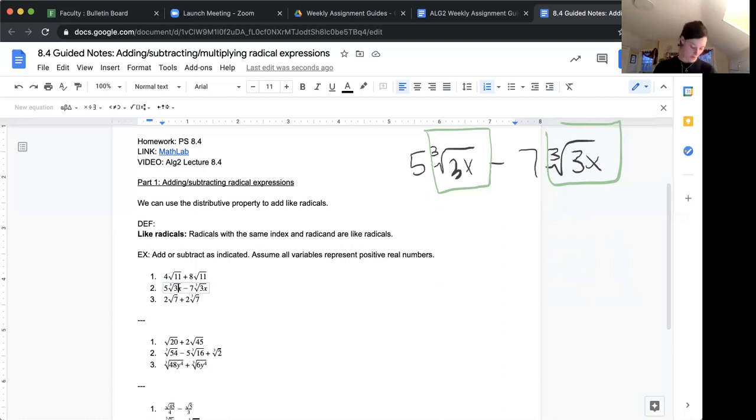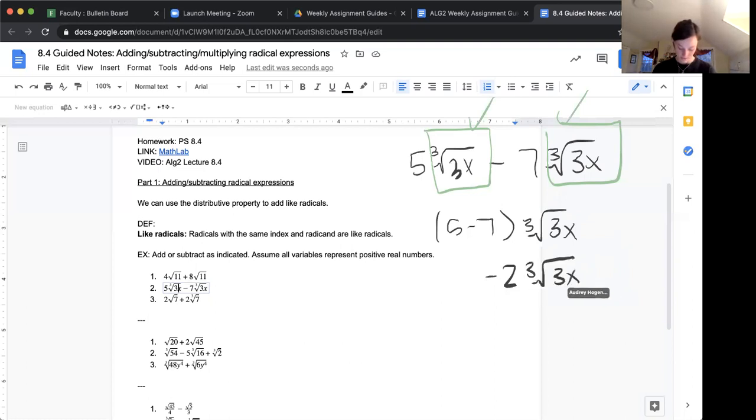And so now we check, do our radicals match? The answer is yes. Check, check. And so now we can think about this as 5 minus 7 times the cube root of 3x. We know that 5 minus 7 is equal to -2, and then we have that cube root of 3x. So our final answer for number 2 would be -2 times the cube root of 3x.